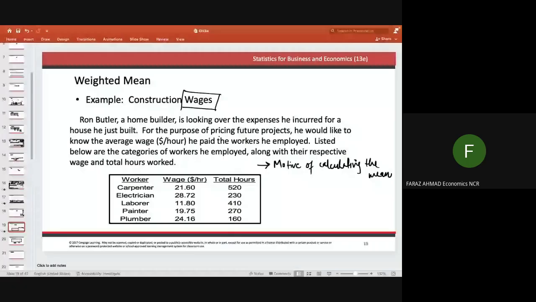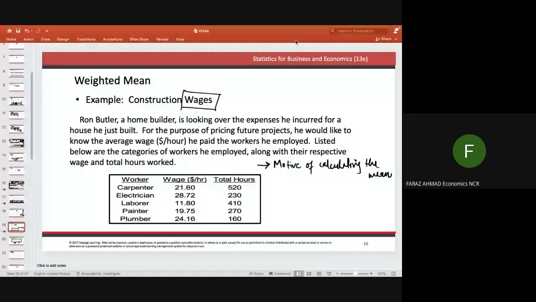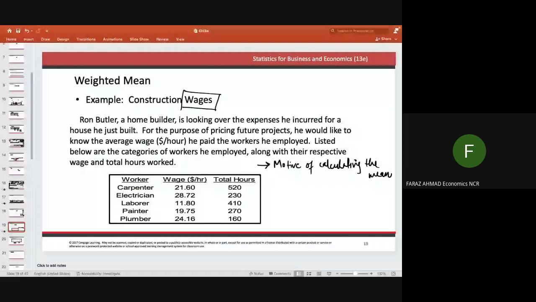What is the motive of calculating the mean in this case? Because he wants to price future projects, future homes that he will be building. He wants to price them before building them. So he would like to know the average wage he paid the workers he employed. Because wage is a cost, right? And because wage is a cost, he wants to see what cost he would have to incur.